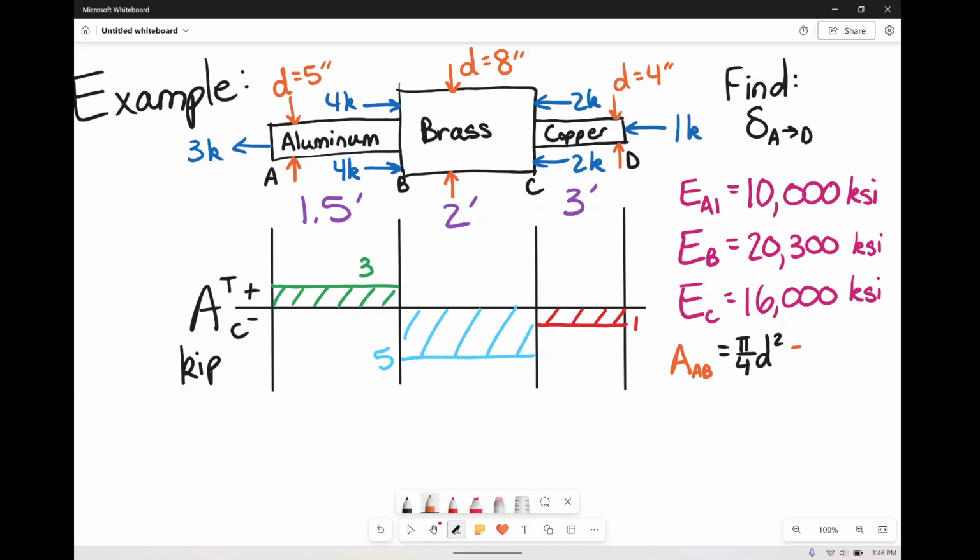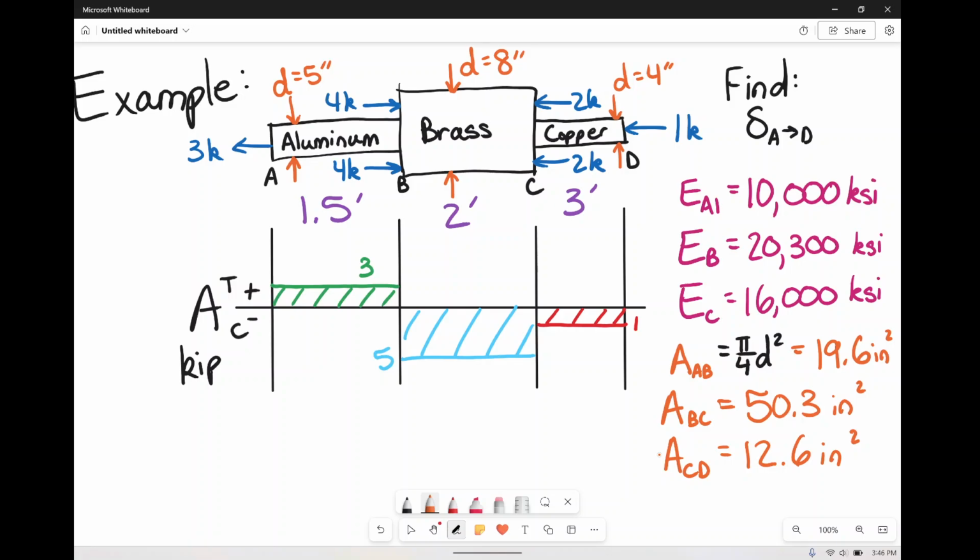Right? So I'm just going to rifle through these. When you have 5 inches squared, you get 19.6 inches squared for AB. For the BC region, where you have brass, you're going to have pi over 4 times 8 inches squared. That'll be 50.3 inches squared for the area. And lastly, for C to D, in the copper region, we have pi over 4 times 4 inches squared, and that's going to be 12.6 inches squared for the area.